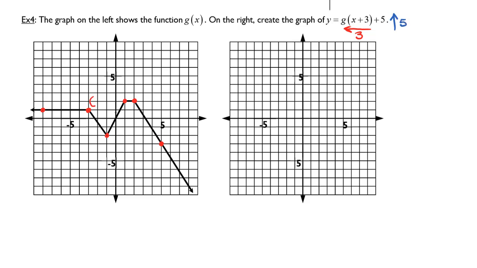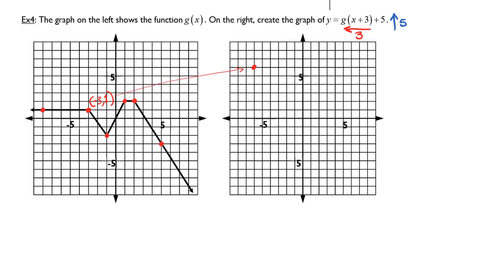I'm going to start with the point -3, 1. First, I'm going to shift it to the left. That affects the x coordinate. So instead of being at -3, I'm now at -6. And then instead of being at 1, I'm shifting up 5. So now I'm at 6. So my dot that was at -3, 1 has now been transformed to this point here.